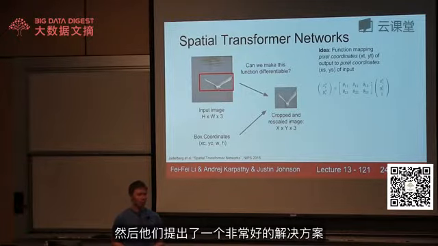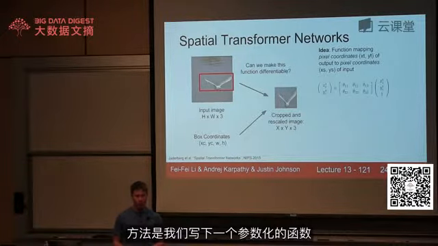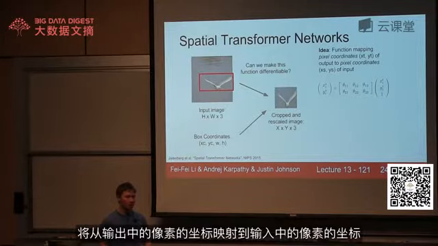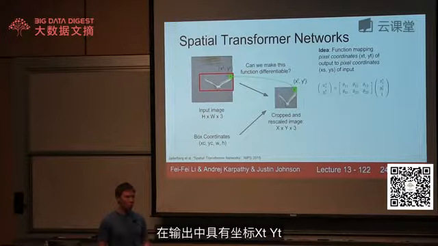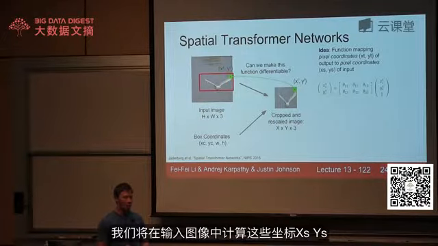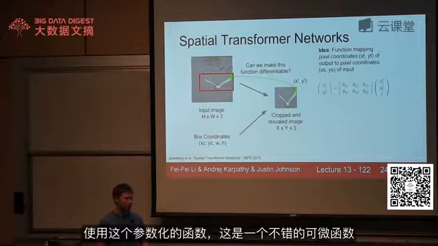And the idea is that we're going to write down a parameterized function that will map from coordinates of pixels in the output to coordinates of pixels in the input. So here, we're going to say that this upper right-hand pixel in the output image has the coordinates xt, yt in the output. And we're going to compute these coordinates xs and ys in the input image using this parameterized affine function.